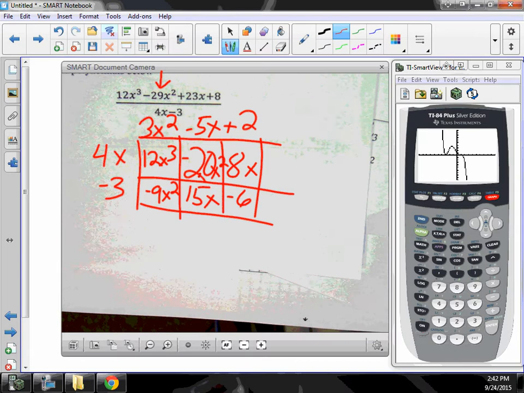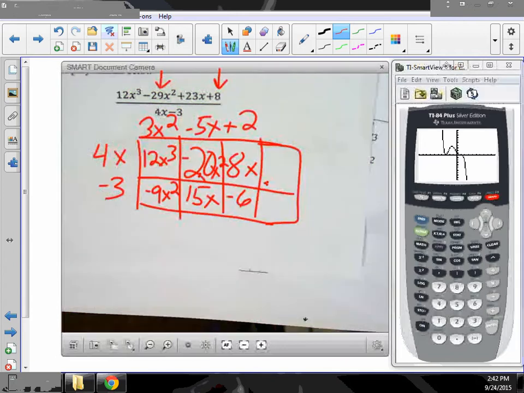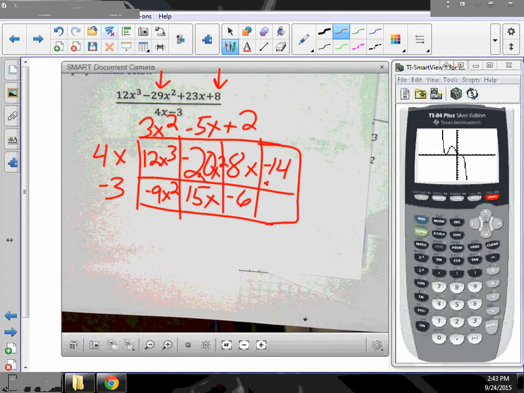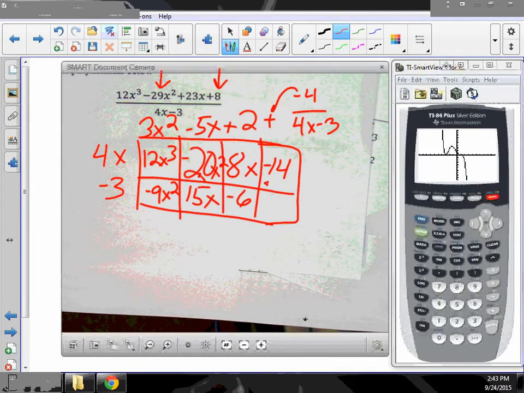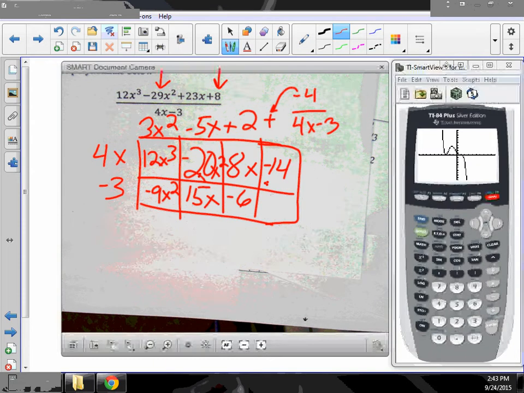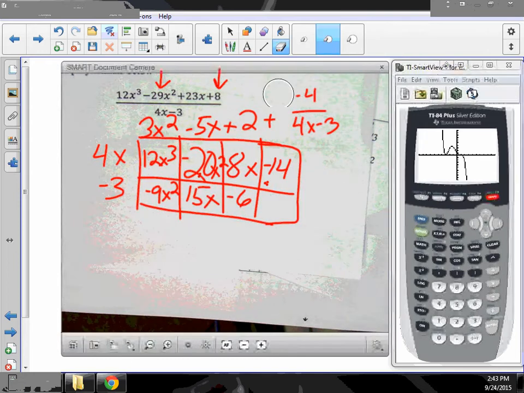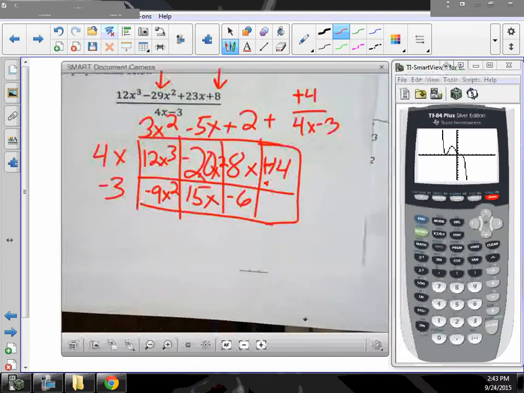So we're going to have a remainder. So I add a column. And what goes here to make it positive 8? I need to take away 14 more. So minus 14. So the remainder is plus negative 4 over the divisor, 4x minus 3. Now, if you want to put that negative down there instead, that's okay. That works. Oh, okay. Forget what I said about negatives. You guys are so picky. There we go. All right.